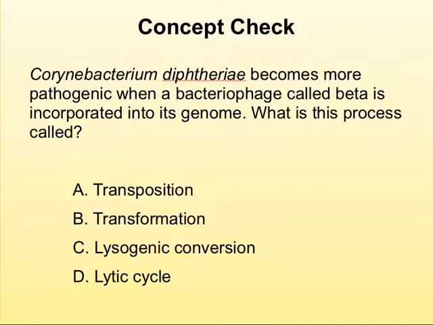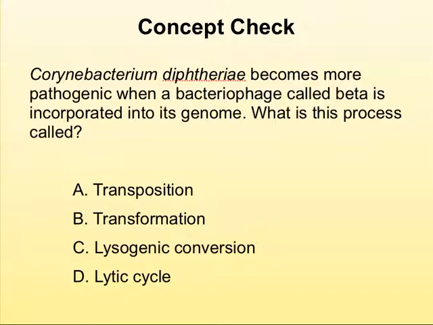So before we finish up this section, let's have a concept check. Corynebacterium diphtheriae becomes more pathogenic when a bacteriophage called beta is incorporated into its genome. What is this process called? Is it transposition, transformation, lysogenic conversion, or lytic cycle?